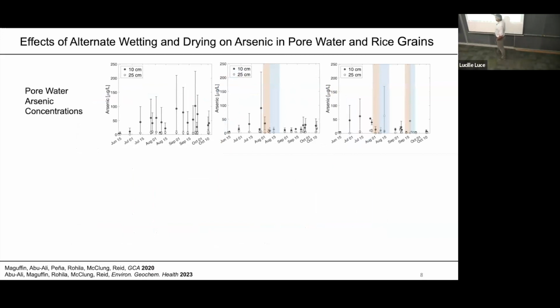Yeah, so these show pore water arsenic concentrations, total arsenic concentrations. So we can see here in the permanently flooded field, arsenic concentrations are relatively high. There's a lot of variability, but we do see a high mean. In the soil that's drained once, we see arsenic is increasing, and then it's very effectively controlled through even just this 1 mid-season drain event. It does start to come up here a little bit at the end.